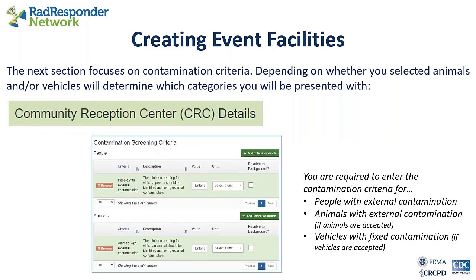I'll scroll down, and now I'm getting into the contamination screening criteria for people, animals, and or vehicles, again, if they are selected or not. It is required that you enter contamination criteria for people with external contamination, animals with external contamination if animals are accepted, and vehicles with fixed contamination if vehicles are accepted. This is because when we are tracking the population that comes through and we ask how many people had external contamination, we need to know what that threshold is.